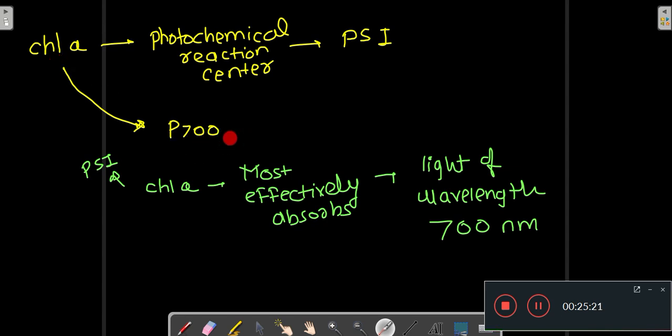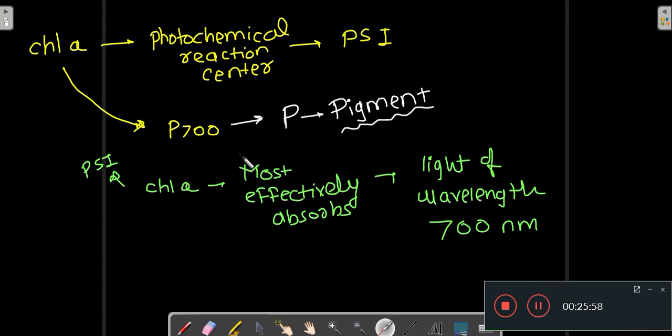Why is this chlorophyll A molecule known as P700? Because it most effectively absorbs light of wavelength 700 nanometer. The chlorophyll A molecule present in the photochemical reaction center of photosystem 1 most effectively absorbs light of wavelength 700 nanometer, and that is the reason why this chlorophyll A molecule is known as P700.